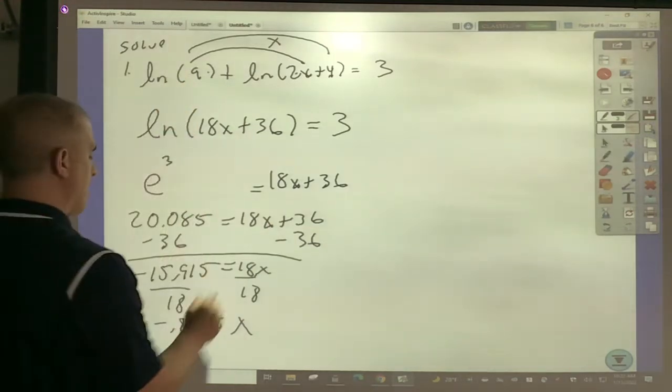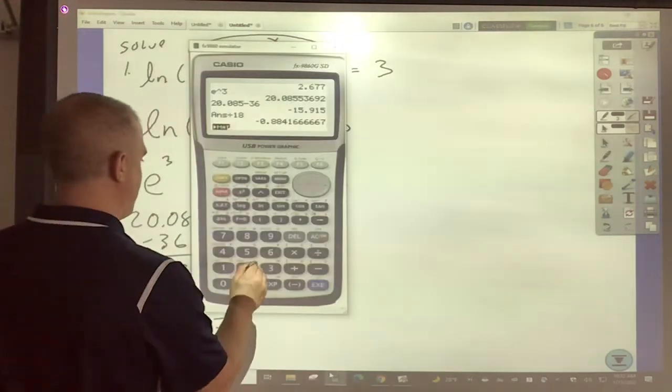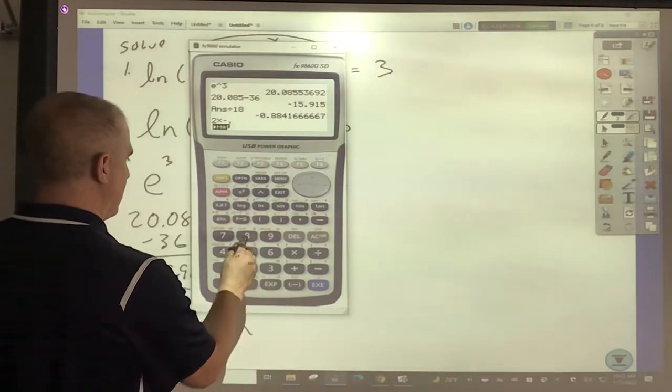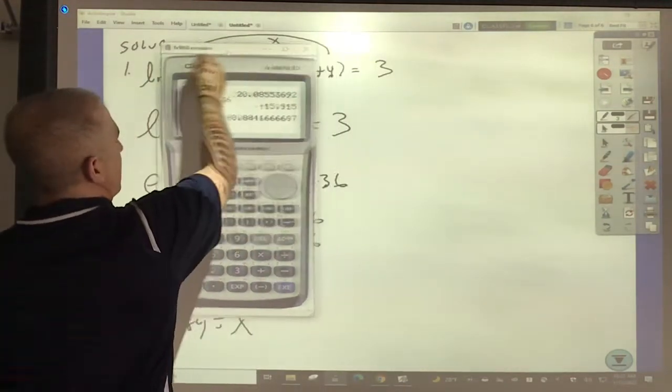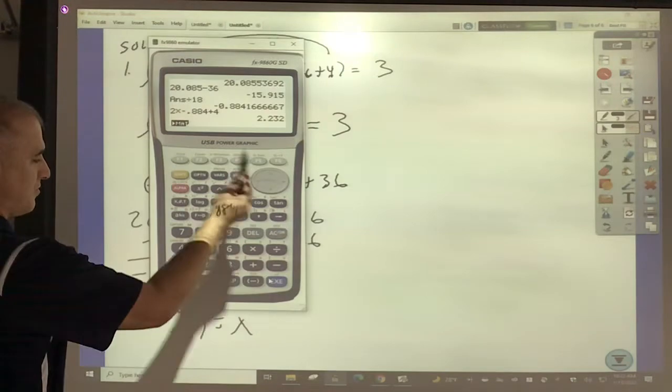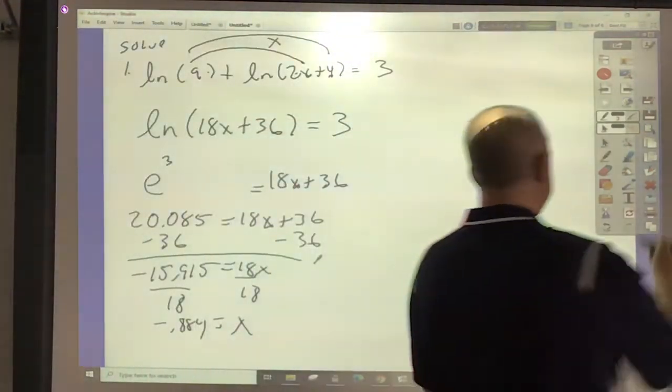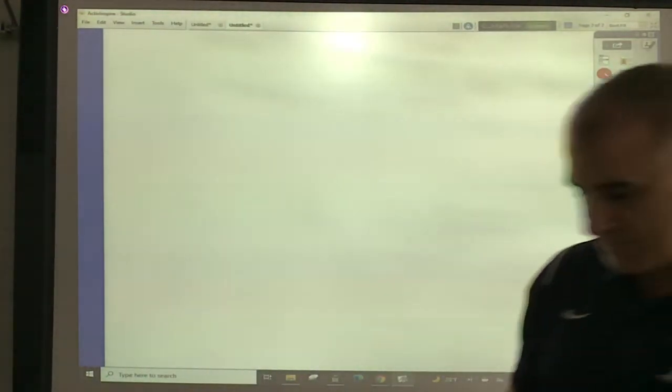Once again, you need to check. All right, if I put that in there, I don't think that's going to matter. 2 times negative 0.884 plus 4. I think I'm good. Yep, still positive, so I'm good there. Okay, all right, let's go on to the next type.